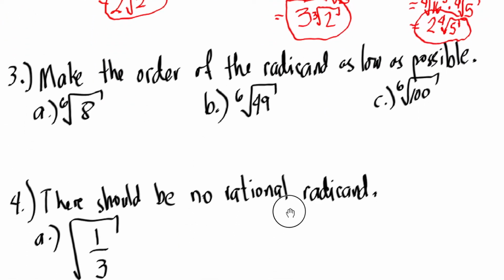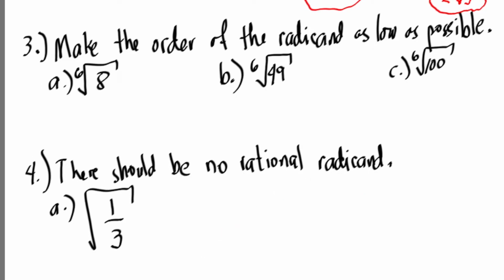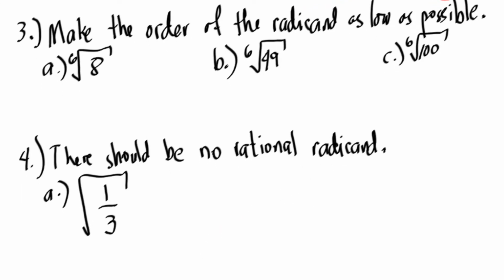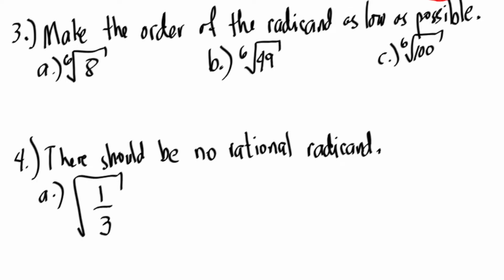Okay, let's continue with the third and fourth principles in simplifying radicals. So, number 3, make the order of the radical as low as possible. Not only should the value of the radicand be small, but also make the order as small as we can. Actually, principles 2 and 3 must be used so that we can simplify all radicals in a given expression much more.